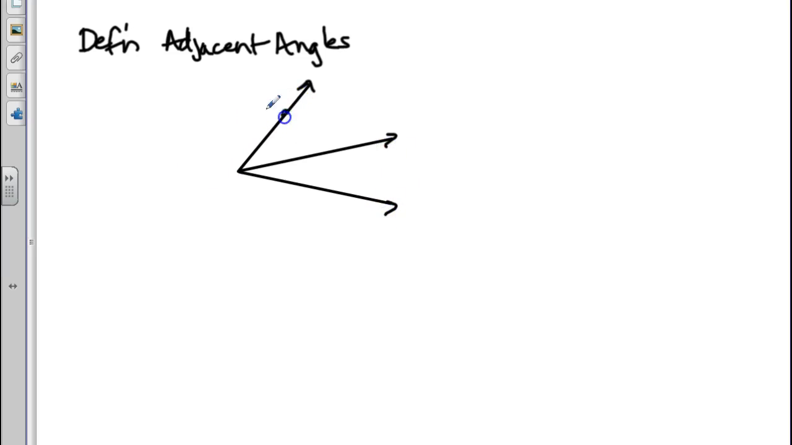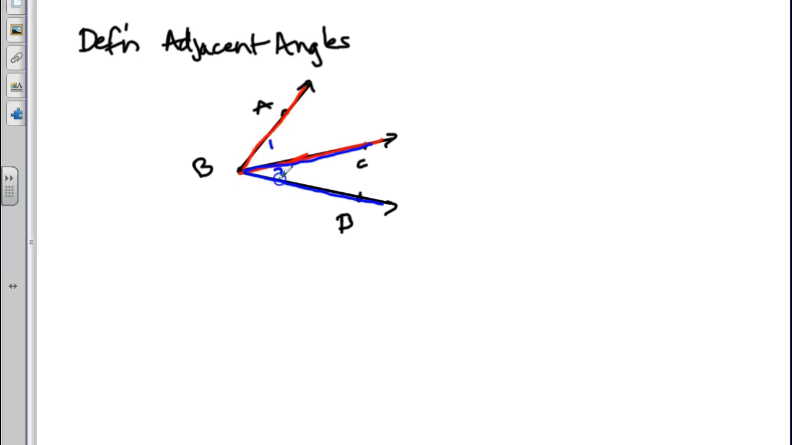So check this out. Here's A, B, C, and D. Which side do they have in common? Well, side BC would be in common. So if I draw angle ABC and I draw angle CBD, those would be adjacent angles because they share ray BC, that's the side that they share, and they have a common vertex, B.